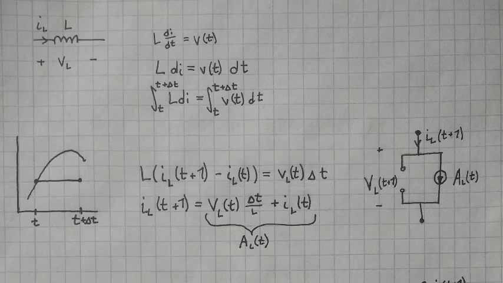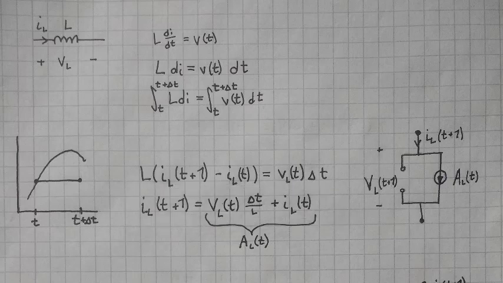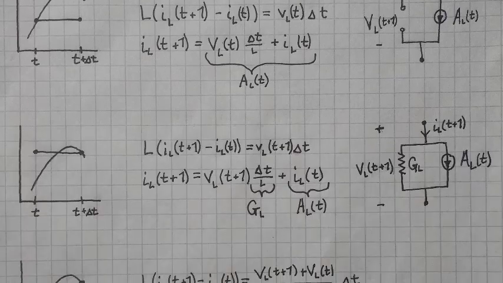This can be rewritten in terms of IL of t plus 1 as IL of t plus 1 equals VL of t times delta t over L plus IL of t. We can then take this equation and rewrite it as an equivalent circuit, with I of L of t plus 1 going into the circuit, IL of t as the current source in the circuit, and VL of t plus 1 as the voltage over that circuit. Since the Euler forward approximation does not use V of L of t plus 1 in its calculation, we represent it as the voltage over an open circuit.